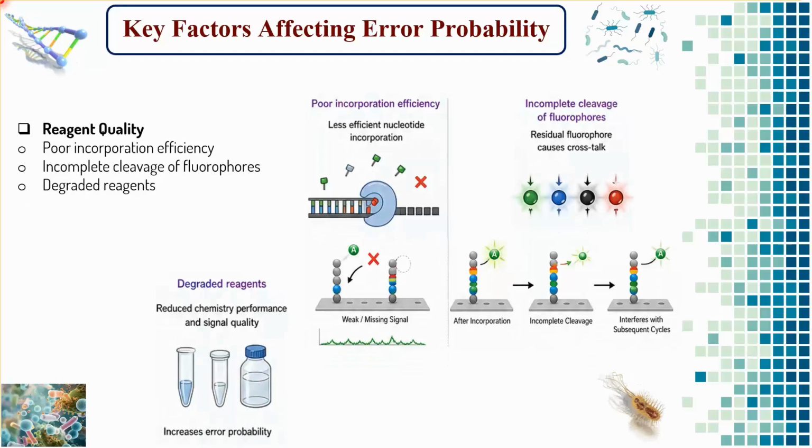Seventh, reagent quality. Sequencing depends heavily on chemical reactions. If there is poor incorporation efficiency or incomplete removal of fluorescent labels, then the signal accuracy is affected and error probability increases. The degraded reagents can also cause reduced chemistry performance and signal quality. All of these influence how confident the system is. So in simple terms, if the signal is clear and strong, probability of error is low. If the signal is mixed or noisy, probability of error is high. Any factor that reduces signal clarity or increases signal ambiguity will increase the probability of error.